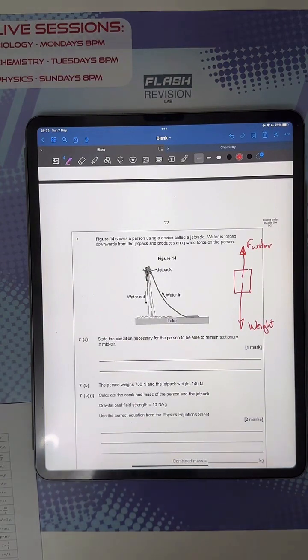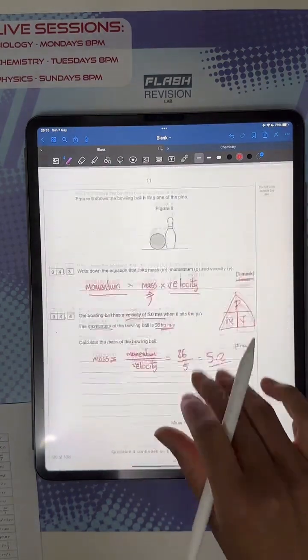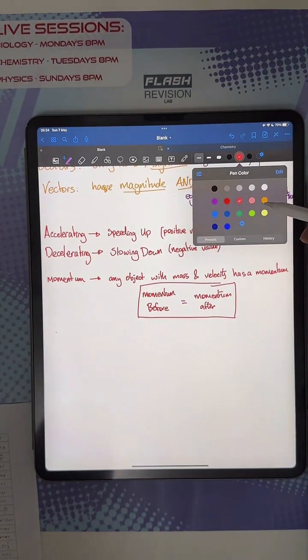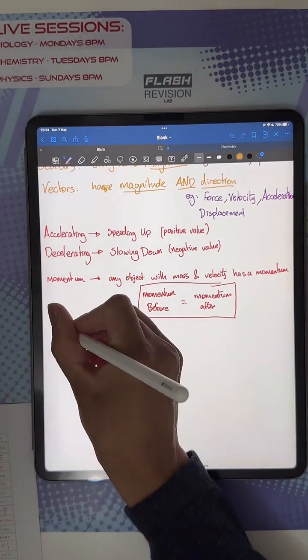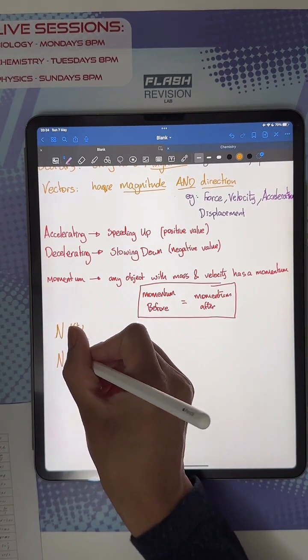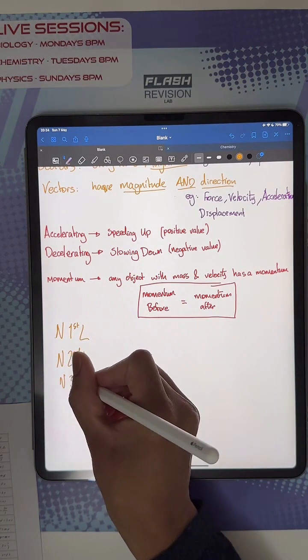So state the condition necessary for the person to be able to remain stationary in midair. So we need to talk about Newton's 3 laws here. Let's talk about that. Let's add that to our notes. We have Newton's first law, Newton's second law, and Newton's third law.